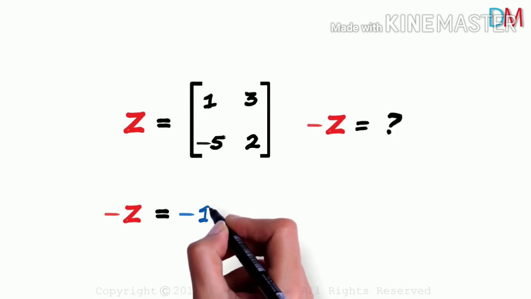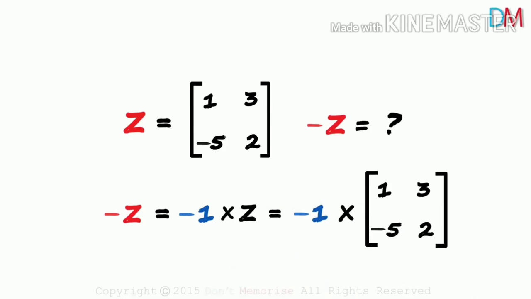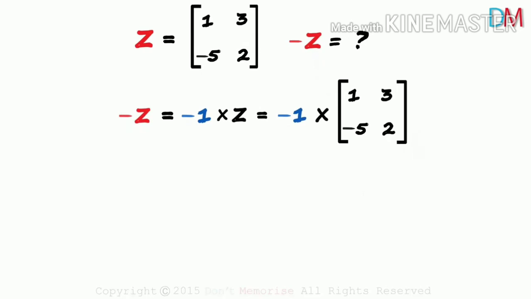-Z can be written as -1 multiplied by Z. We are multiplying a matrix with a constant, and this is a classic case of scalar multiplication. It's equal to -1 multiplied by this matrix Z. Let's shift the camera a bit and write down the resulting matrix underneath.